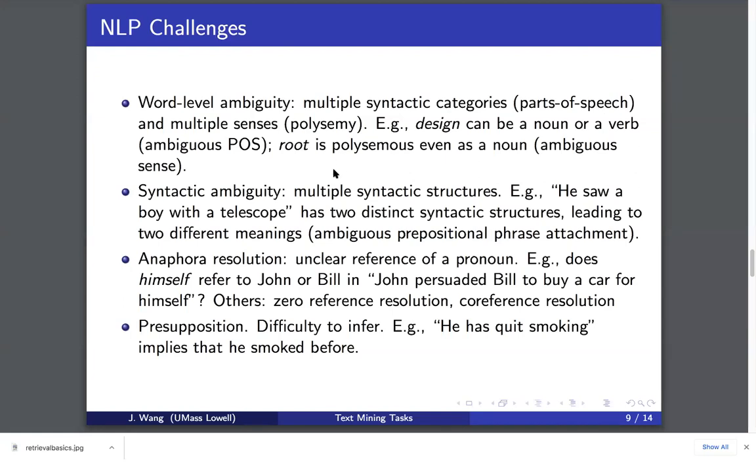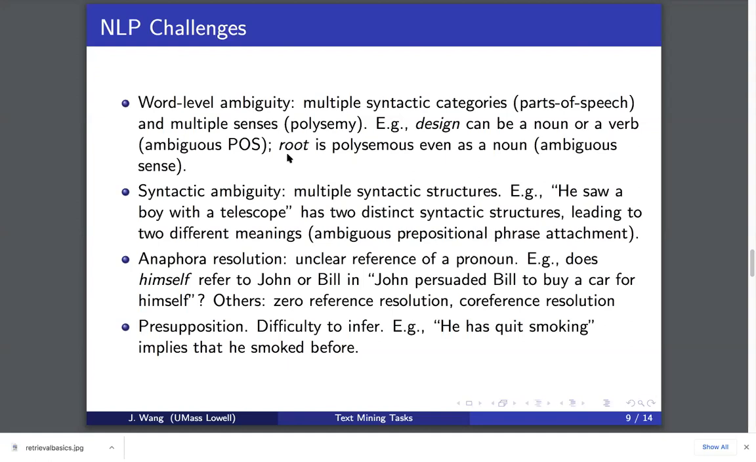First is word level ambiguity. So you extract the word, right? But sometimes this word may have multiple syntactic categories. For instance, a single word could be a noun and could also be a verb. So it belongs to more than one part of speech category. For instance, design can be a noun and it can also be a verb. So that means that we have ambiguous part of speech tagging.